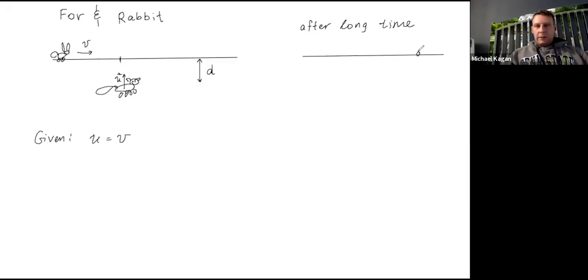So here is the rabbit. Please excuse me, I won't draw it again. So this is rabbit, this is fox. The rabbit is running at velocity v, the fox is running at the same velocity v really. So that means the fox will never catch the rabbit. So they'll just keep running one after the other at a constant distance. Let's call it d final. So the question is to find this d final.